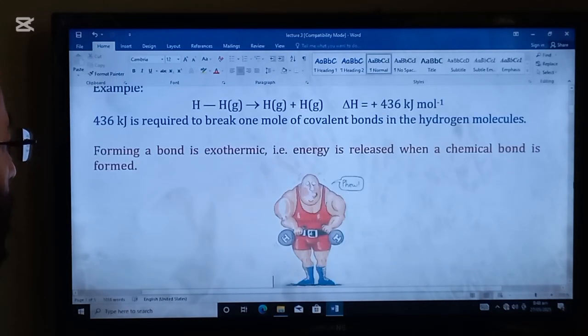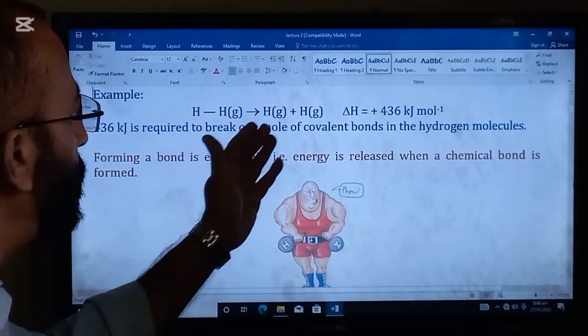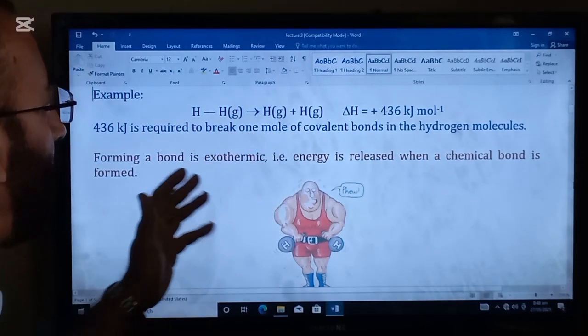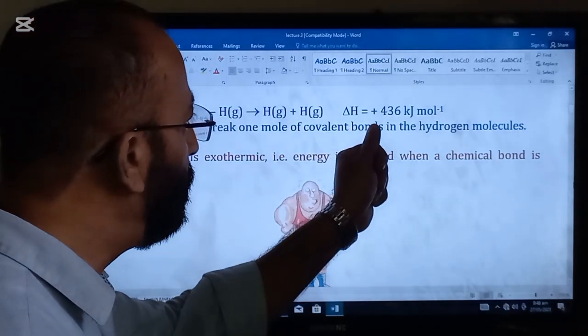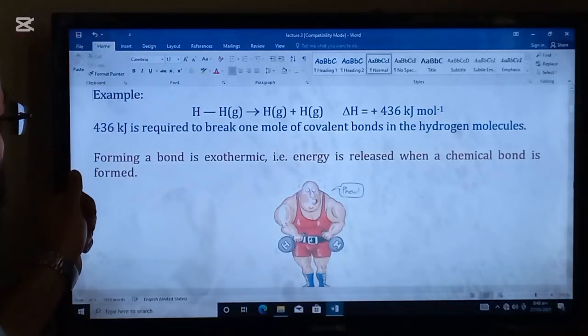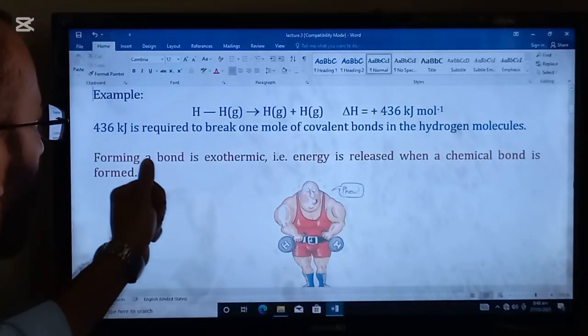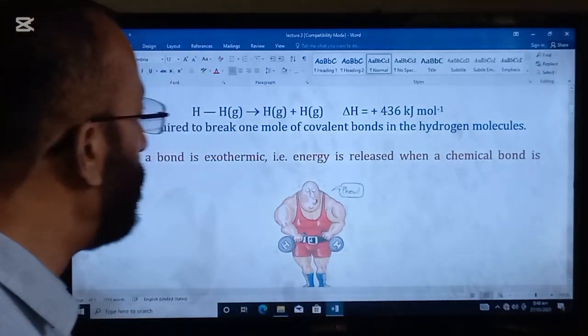For example, the breaking of H2 into H plus H is an endothermic reaction. Delta H is positive 436 kilojoule per mole. 436 kilojoule per mole is required to break 1 mole of covalent bonds in the hydrogen molecules.